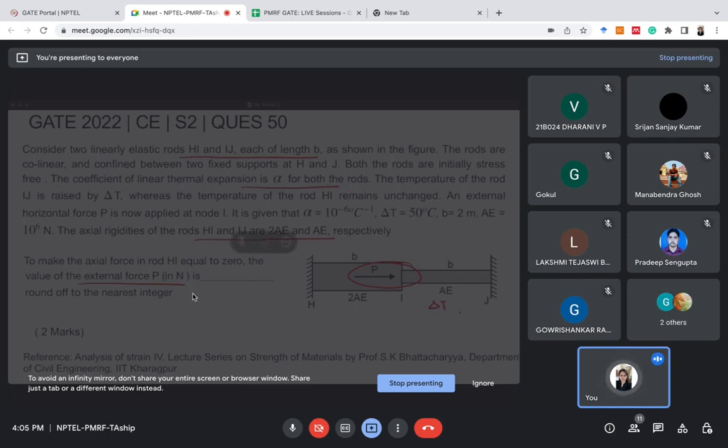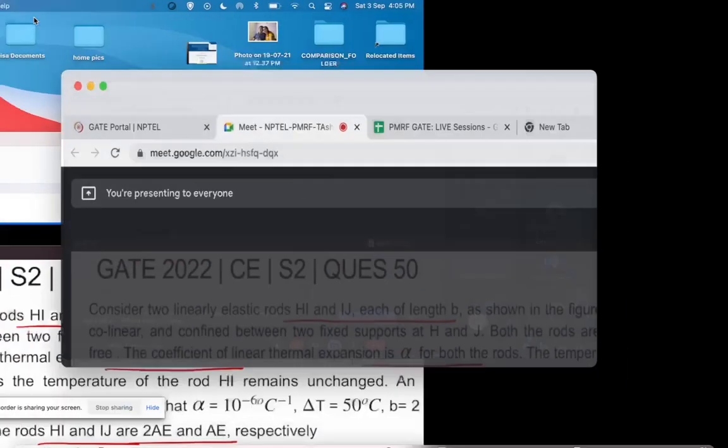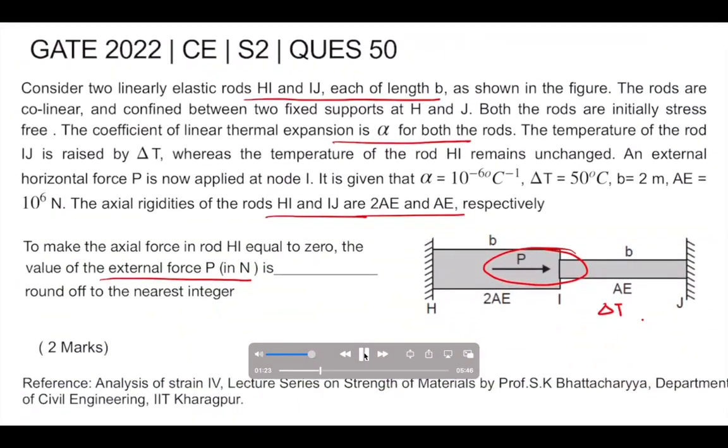For a detailed lecture on this, you can refer to Analysis of Strain 4th lecture series on Strength of Materials by Professor S.K. Bhattacharya, Department of Civil Engineering, IIT Kharagpur.